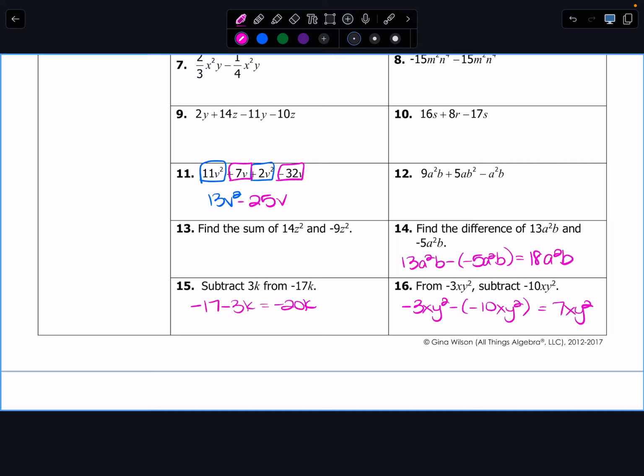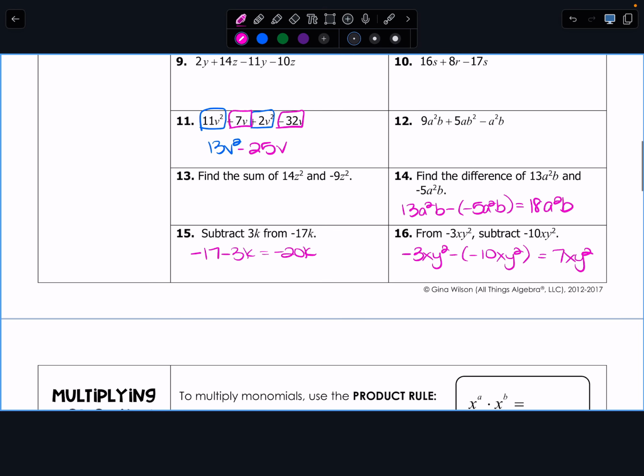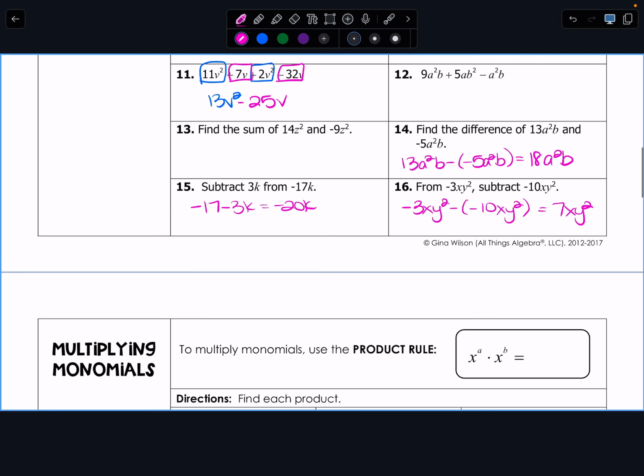Questions? I gotta do multiplication. I know. This is so hard. Oh, the sum, I'm just adding. That's the only reason why I didn't do that guy.